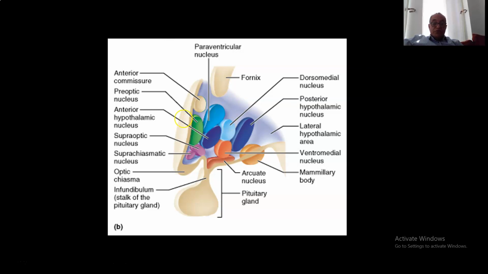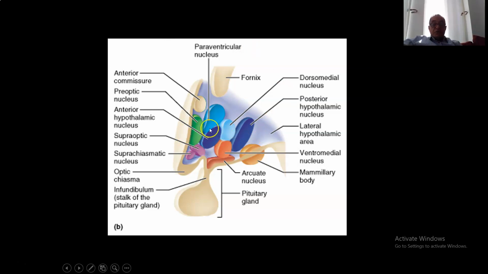We are left with two nuclei here, the dorsomedial nucleus and the ventromedial nucleus, which are present in the medial zone, as you remember. The dorsomedial nucleus is involved in behavior, and the ventromedial nucleus is involved in the appetite and the control of hunger and satiety, the satiety center and the hunger center. So the mammillary body, as you will see, is involved in memory and emotion. So these are the 11 nuclei of the hypothalamus.